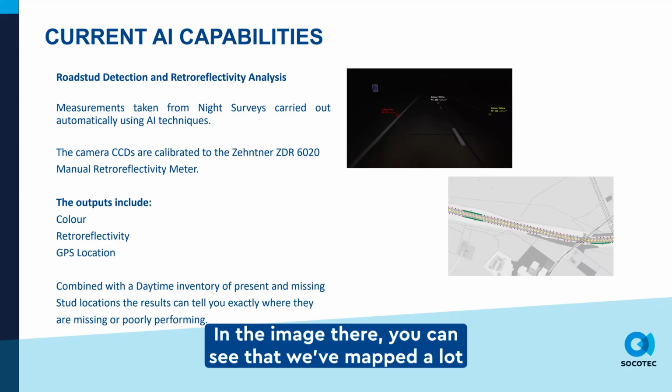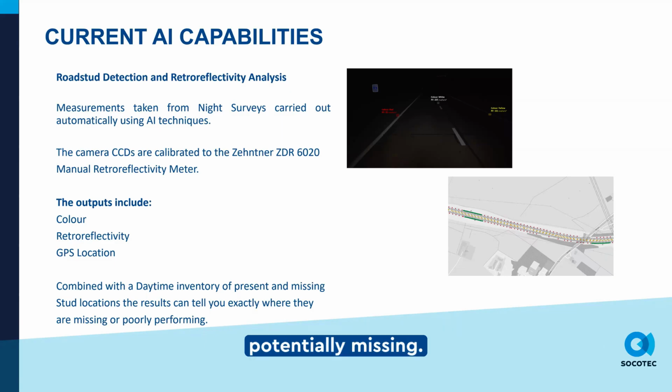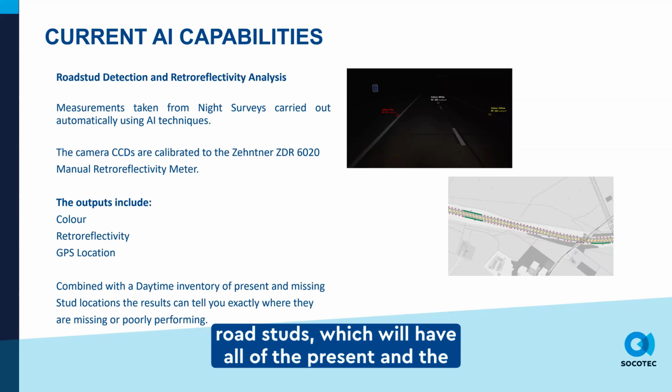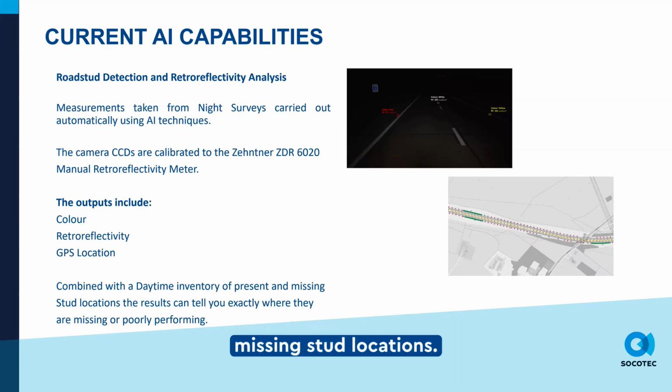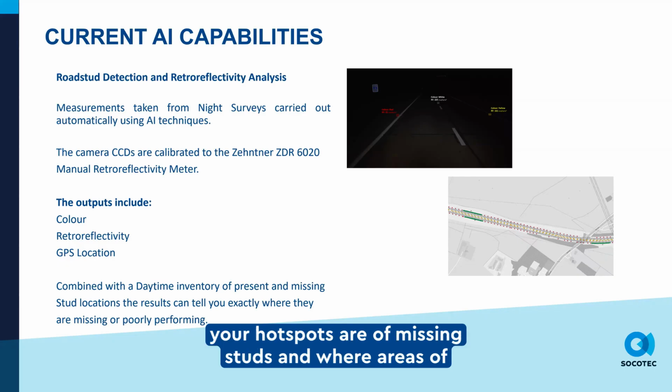In the image there, you can see that we've mapped a lot of road studs, so you can see the clear areas where road studs are potentially missing. You combine this with a daytime inventory of your road studs, which will have all of the present and the missing stud locations. You can then quite easily do a lot of analysis to see where your hotspots of missing studs are and where areas of your network are performing poorly.